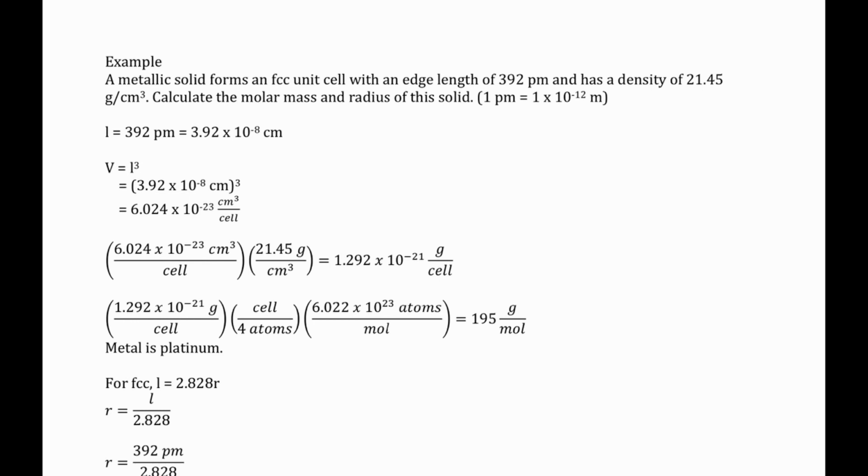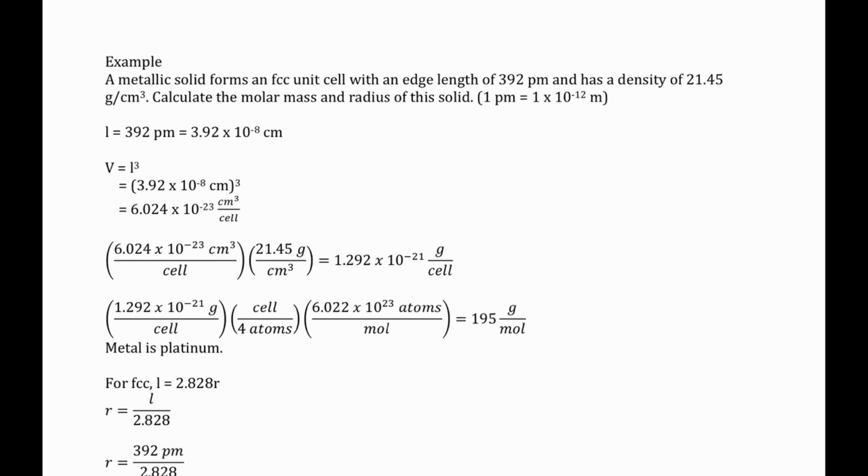Now, by dimensional analysis, we are going to go from grams per cell to grams per mole, or molar mass. So we take the grams per cell. Next, we convert from the grams per cell to grams per atom, and then we finally use Avogadro's number. So just set it up so units work out in this dimensional analysis.